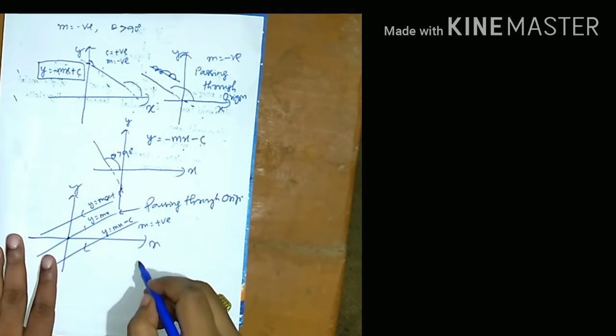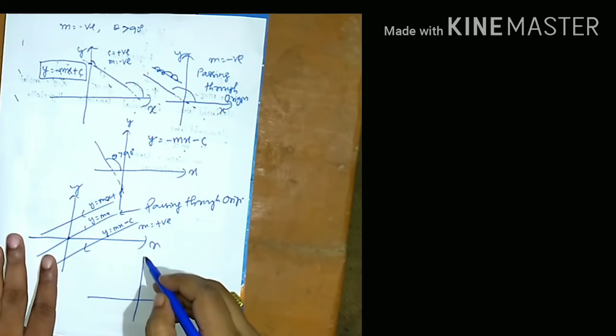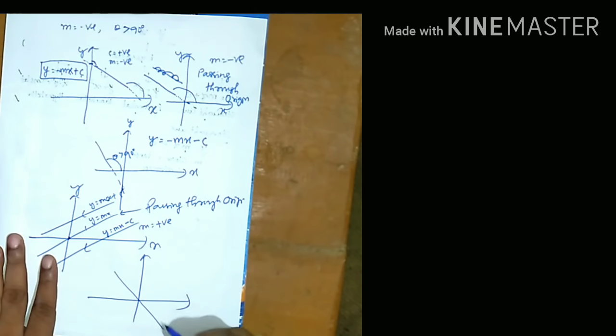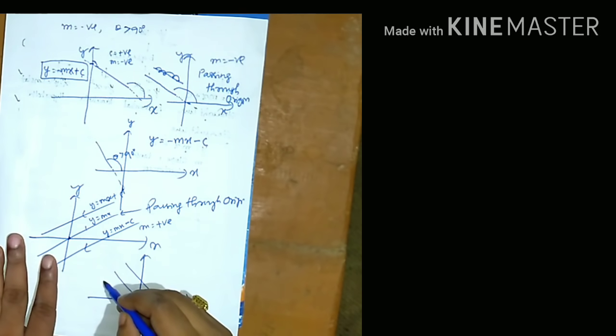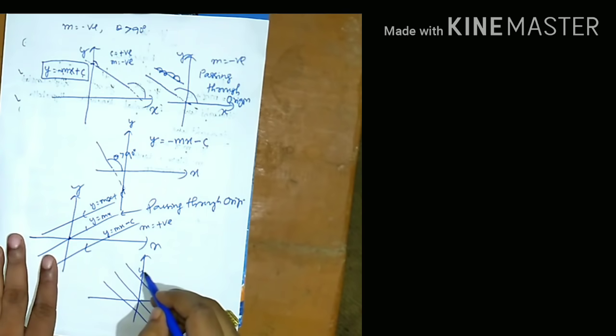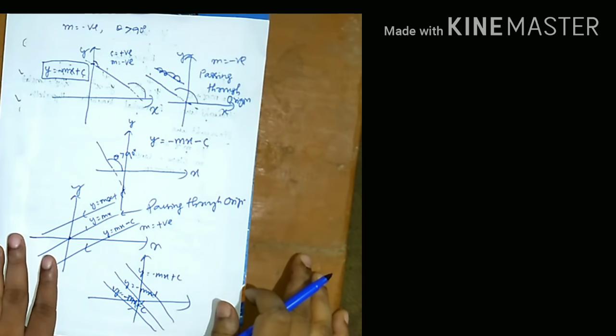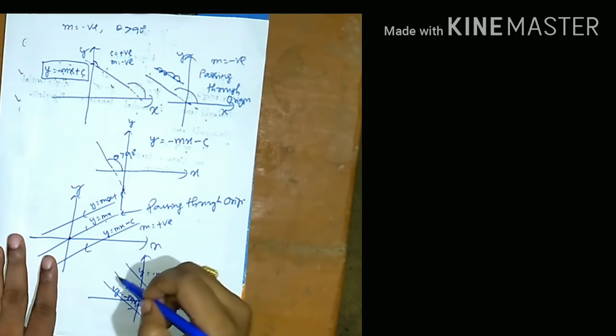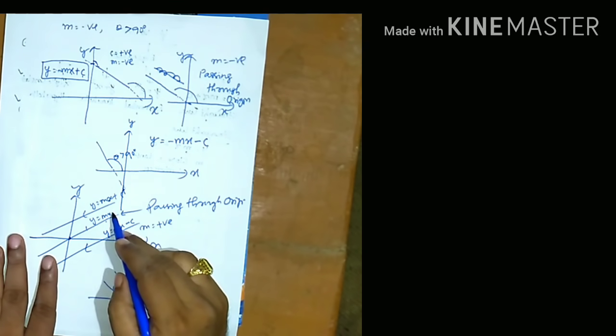We can have like this also when the slope is negative. I am summarizing all the straight lines in one place. This is y equal to minus mx plus c, y equal to minus mx, y equal to minus mx minus c. So these are the possible straight lines you can have. This is called passing through origin. When there is no c, it is passing through origin.